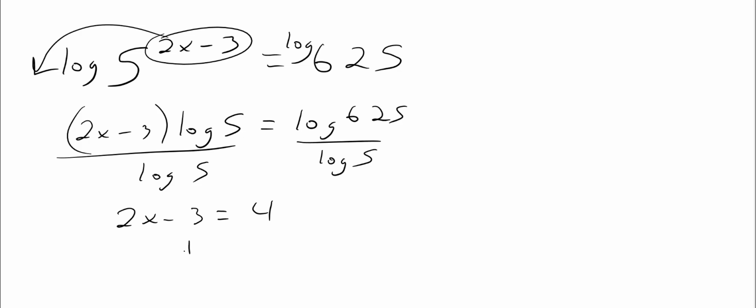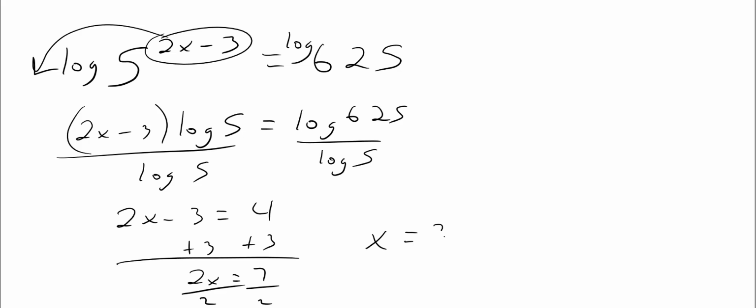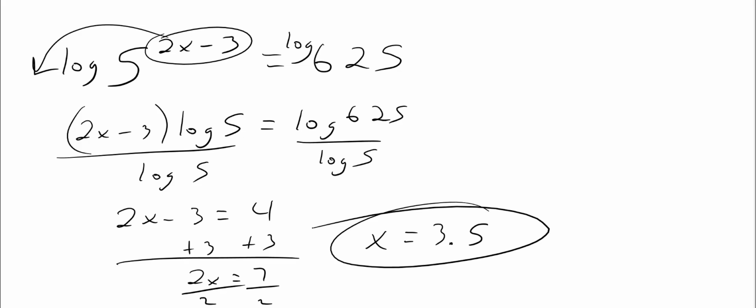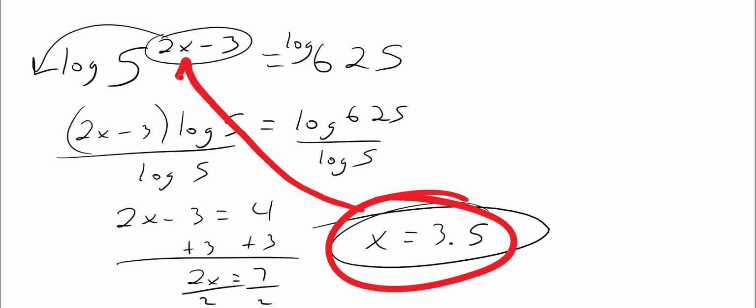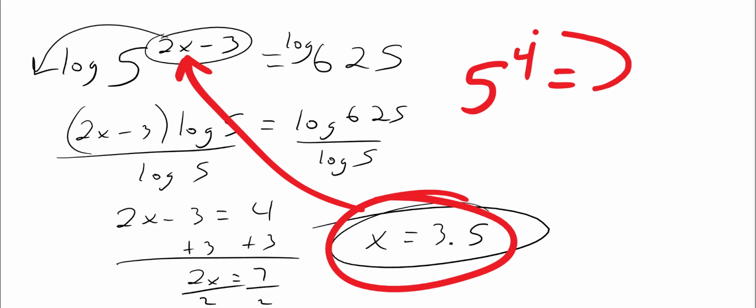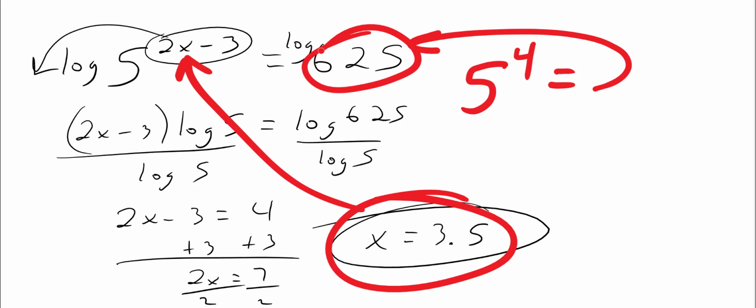So now I solve. I add 3 to both sides. So 2x equals 7, and divide by 2. So x equals 3.5. That's it. So once again, if I would check it, I would put 2 times 3.5, which is 7. 7 minus 3, so I'm taking this and putting it right into that x. So 2 times 3.5 is 7. 7 minus 3 is 4. If I type 5 to the 4th power in my calculator, guess what I get? 625. Okay? All right.